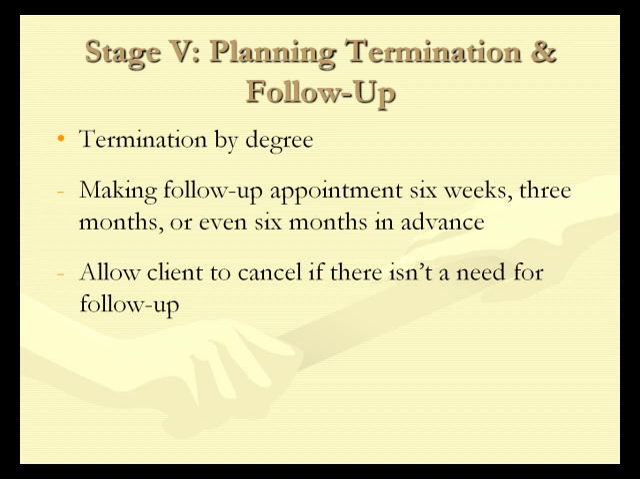The fifth stage in the counseling process involves planning for termination and follow-up. And what's most important to remember is that termination happens in degrees. You cannot rush the termination process. It's important to make follow-up appointments, sometimes within 6 weeks. It might be in 3 months or even 6 months in advance. We also want to allow clients to cancel if there isn't a need for the follow-up services.